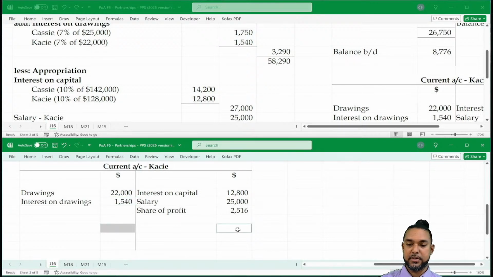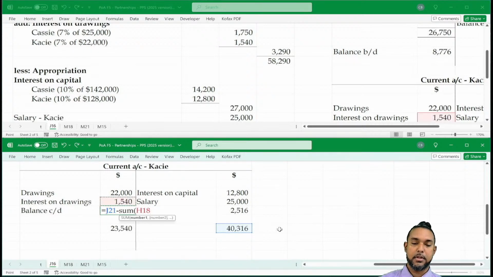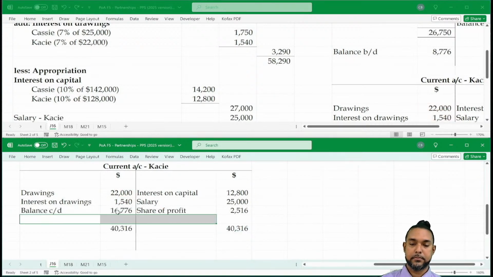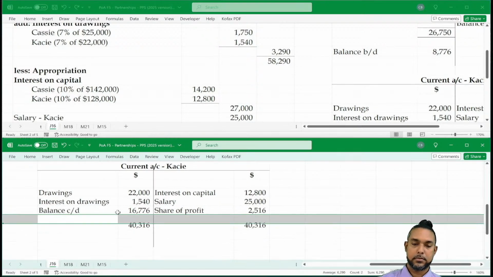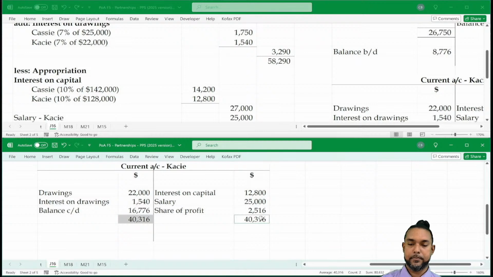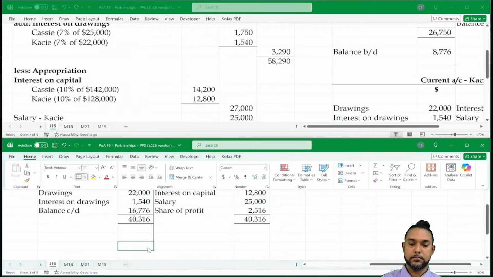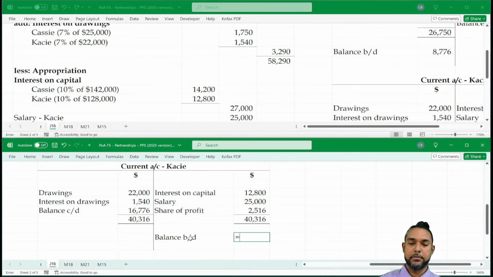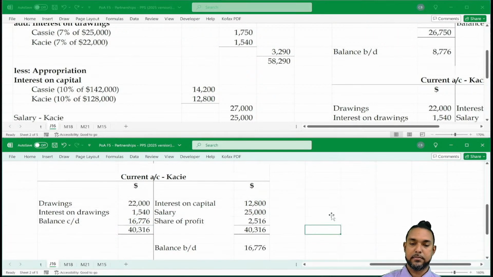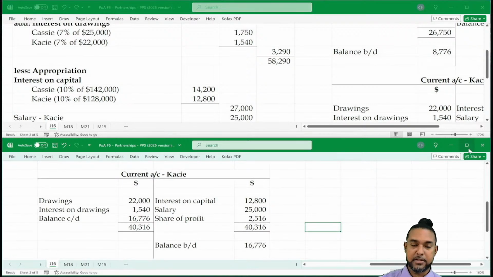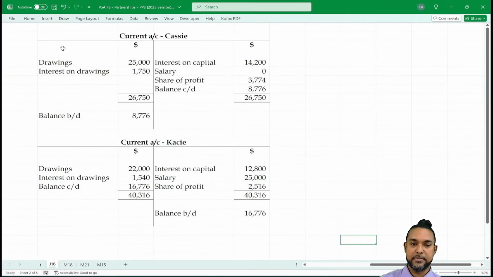Right, so if we add up both sides here now, which total is bigger, the debit side or the credit side total? Credit side total, right? Which means therefore the balance has to be carried on from the debit side. That's equal to the 40,316 minus the 23,540, right? Right, okay, let's put a double line there. And balance brought down 16,776. Right. Okay, I'm gonna maximize this pieces so we can see both of them at the same time, all right?